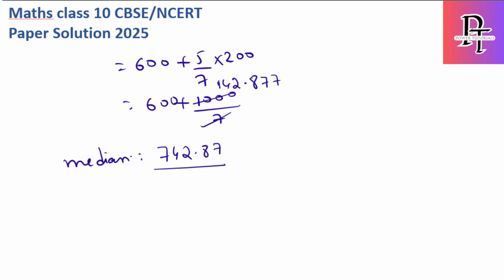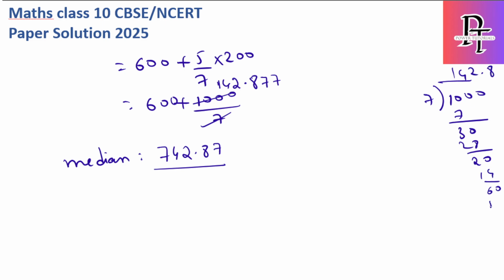Okay, so let's solve the mean as well. Just cross check this value. 7 1s are 7, 30, 7 4s are 28, 20, 7 2s are 14, 60, 7 8s are 56, 40, 7 5s are 35. So median is done. So let's solve for mean as well.